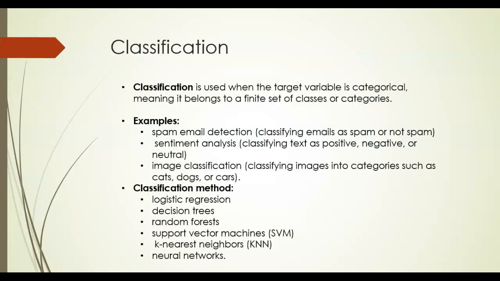Then a very important point is classification and regression. Classification is where our target variable is categorical, meaning it belongs to a finite set of classes or categories. Normally we can say we have an output like yes or no, whether this is a cat or not, or whether this email is spam or not spam. So a yes or no type comes under classification. Yes or no is binary classification. Then we can have many classes.